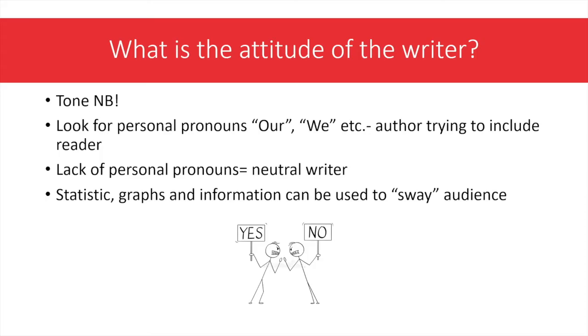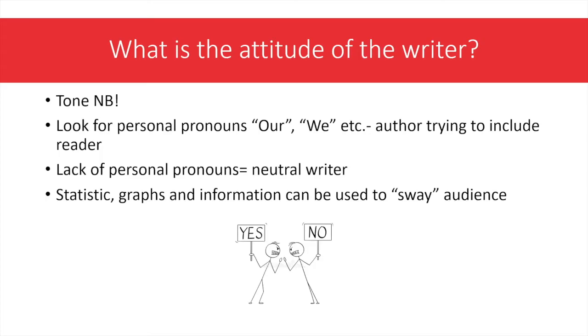Look out for personal pronouns like our or we. The author does this to try include and relate to the audience. The audience is included and roped in with the author. Then also look if there is a lack of personal pronouns. This means that the writer is trying to be extremely neutral.